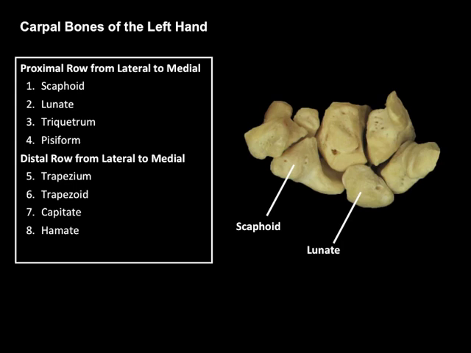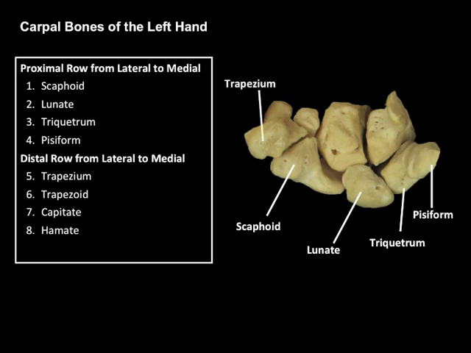Next to it is the lunate bone, Latin for moon-like. Next in line is the triquetrum, or tri-shaped. Finally, there is the pisiform, or small pea. You should be able to palpate this bone on yourselves.